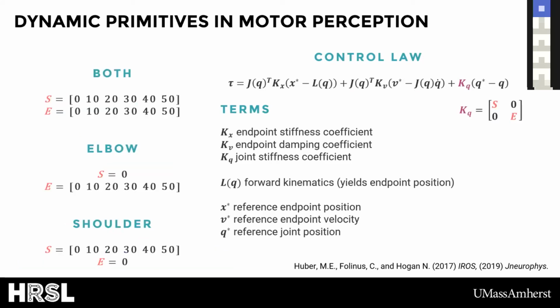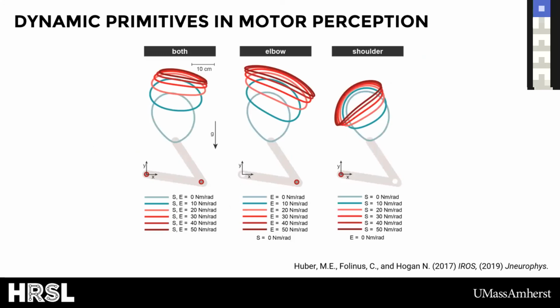And in 3 different experiments, we modulated the impedance, the stiffness of the joint space point attractor. In one experiment, we modulated both the elbow and shoulder stiffness simultaneously. In a second experiment, we modulated just the elbow stiffness. And in a third experiment, we modulated just the shoulder stiffness. And here you can see the different movement types that are generated by modulating the different stiffness terms. So each of these sets of motions were shown in 3 different experiments.